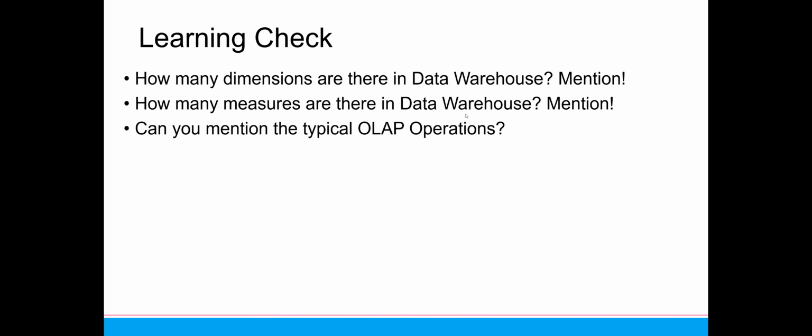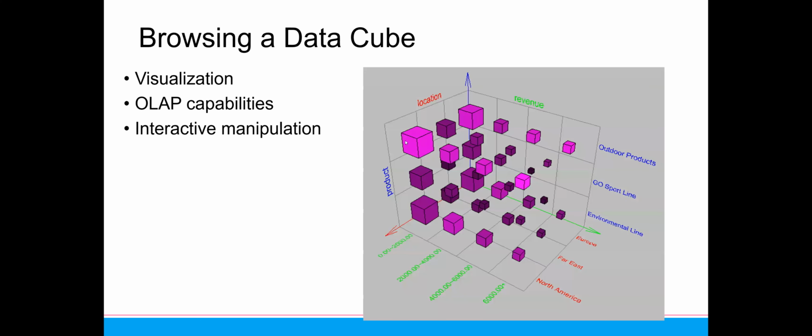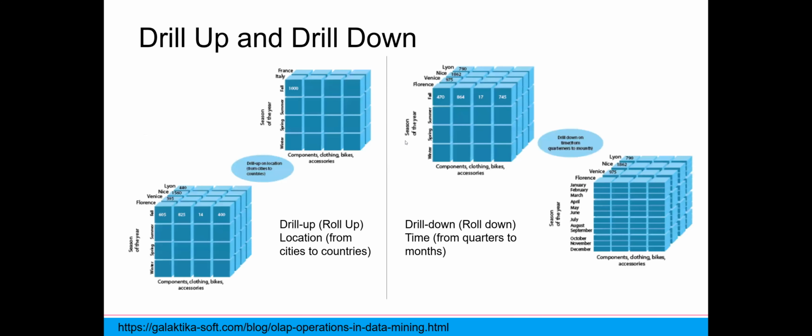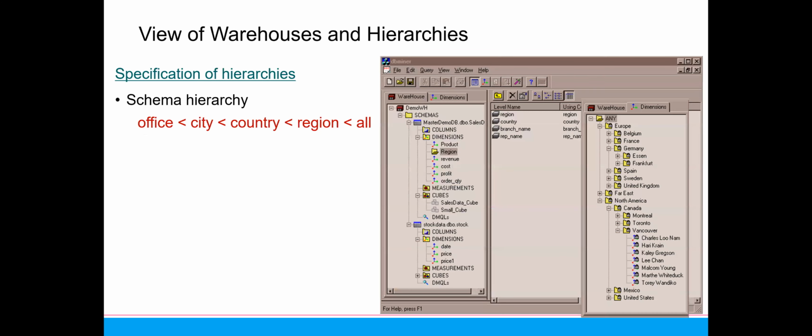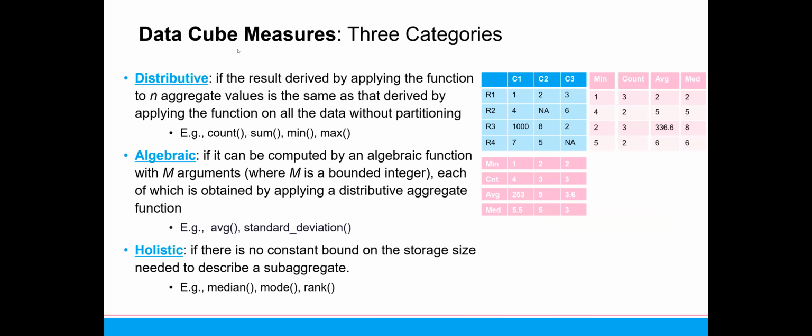How many measures are there in a data warehouse? In the data warehouse, we have three kinds of measures: distributive, algebraic, and holistic.